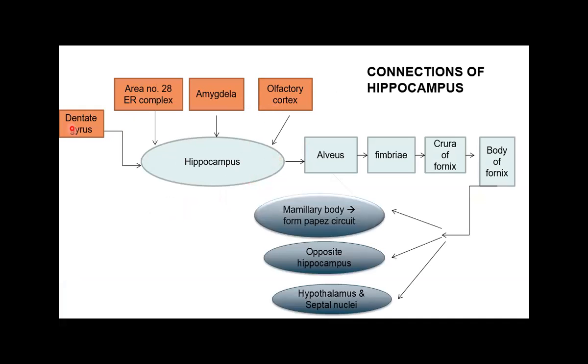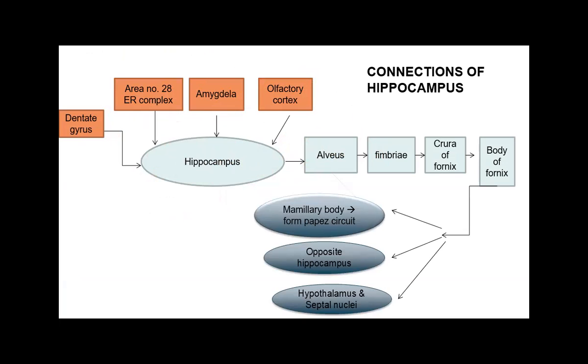The hippocampus receives input from the dentate gyrus, area number 28 of the entorhinal complex of the parahippocampal gyrus, from the amygdala, and from the olfactory cortex. From the hippocampus, the pyramidal cells form nerve fibers, which form the alveus. The alveus combines to form fimbriae, and fimbriae combine to form crura.